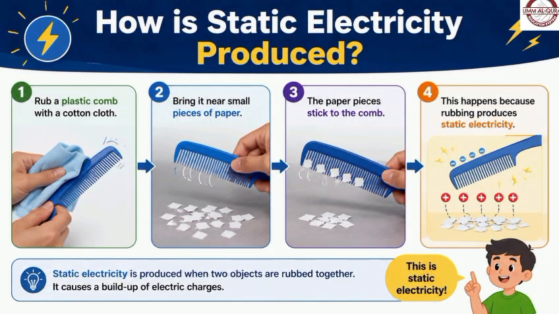Next, we see how static electricity is produced. There are many materials which can produce static electricity by rubbing. Take some small pieces of paper and a plastic comb. Here are some steps. Number 1, rub a plastic comb with a cotton cloth. In the next step, bring it near small pieces of paper. The paper pieces stick to the comb. This happens because of rubbing. Static electricity is produced when two objects are rubbed together. It causes a buildup of electric charges.